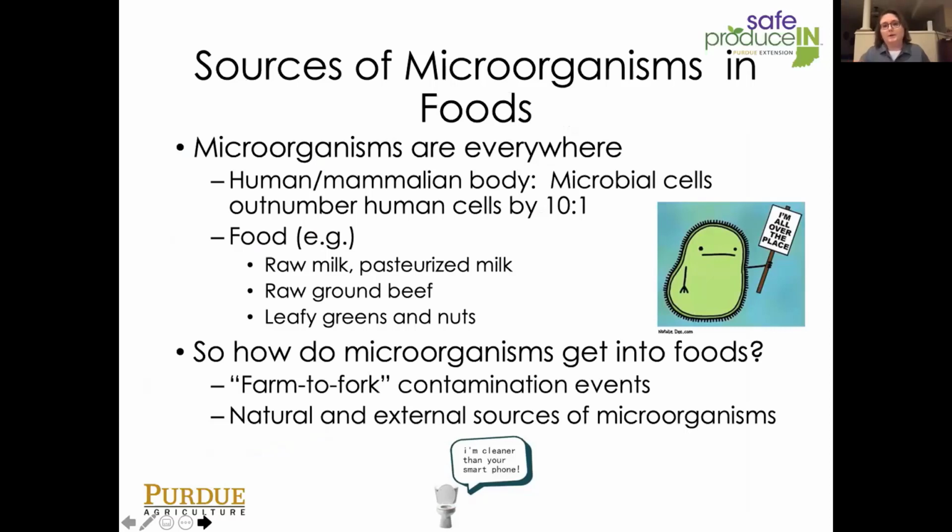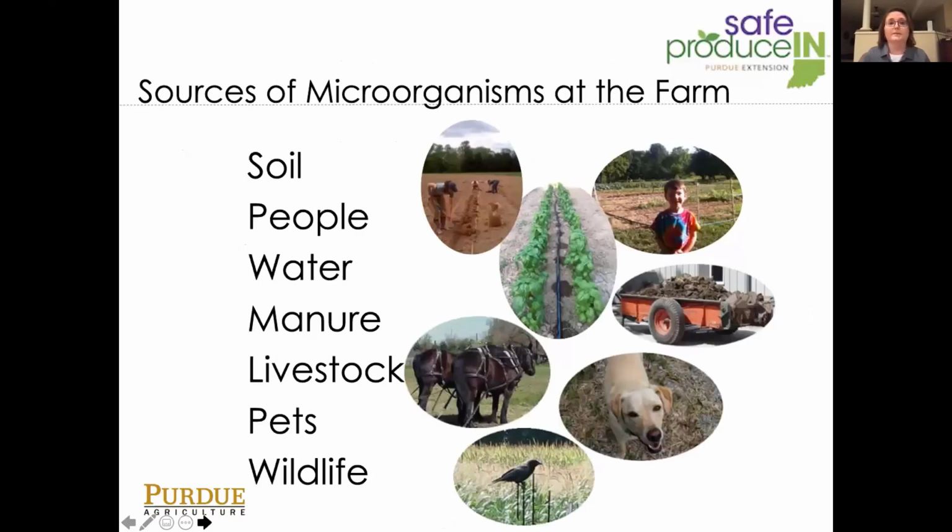So bacteria are everywhere, and that's what I always teach growers. We are never going to eliminate all the bacteria from the farm, but we do need to know how to evaluate those risks and reduce the risk that contamination can happen. We know they're associated with foods that aren't cooked, like raw milk, raw ground beef, and leafy greens, and they can be a farm to fork contamination event. Really, anywhere in that distribution chain, you can have contamination.